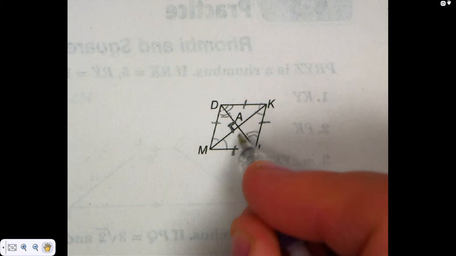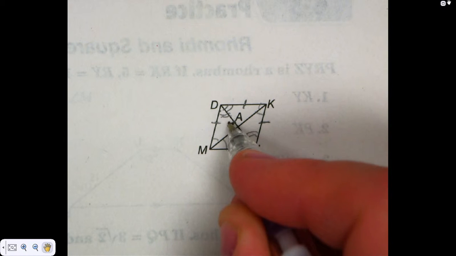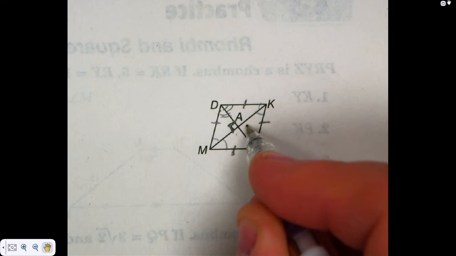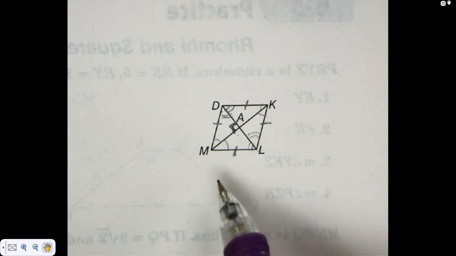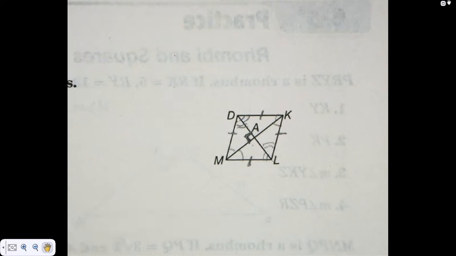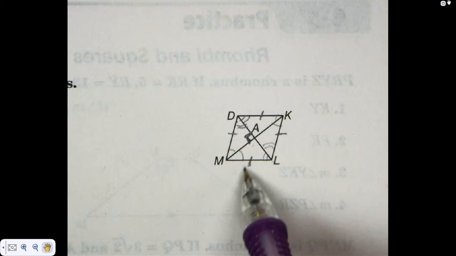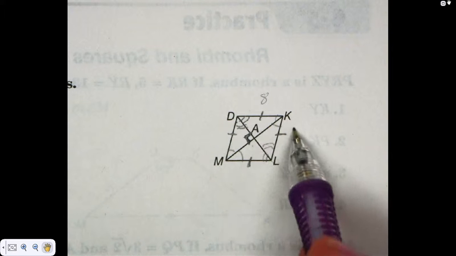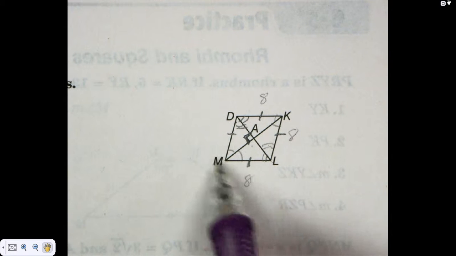So this is 90, this is what? What's this angle? What's this one? What's this one? Anybody? Okay, this one? Okay. All the angles are 90. You guys need to wake up. So we're going to use all these facts to find the information they give us. In number 1, they give us that DK is 8. Find KL. If that's 8, what's KL got to be? That's 8. All of them are 8. That's easy enough, isn't it? And that's number 1.